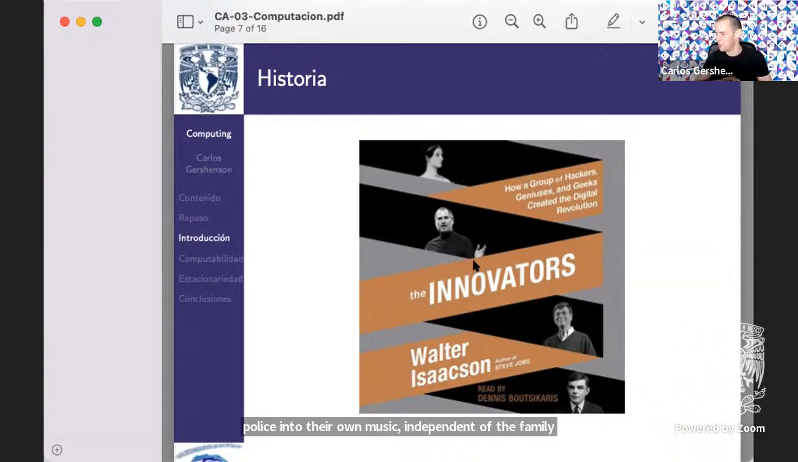And I mean, we could see a similar effect with internet, but let's say already to a different level and with other implications. But yeah, if you want to know more about this, I really recommend this book.